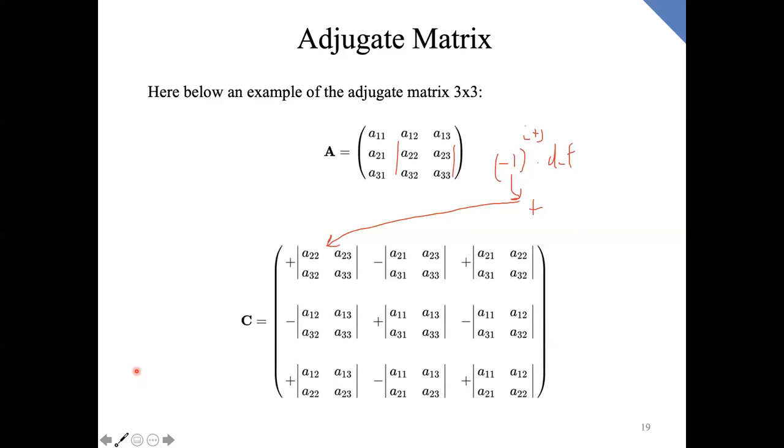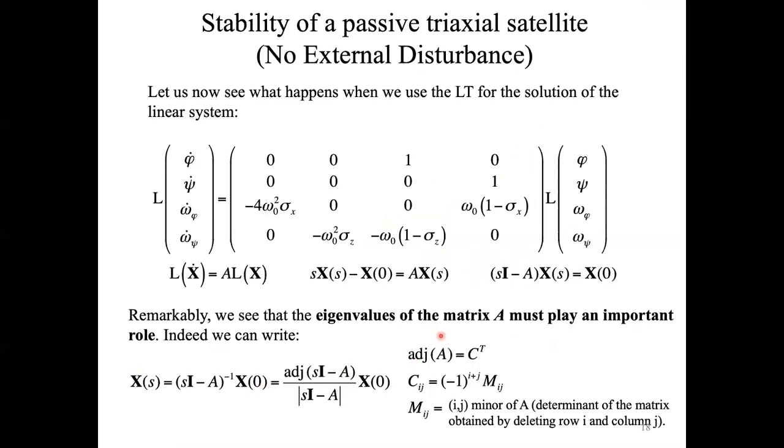Same story for A12. The only difference is that you have minus 1 to the power of i plus j, so here it is 1 plus 2, which gives a 3. That's the reason why you have a negative term here. And this is the determinant of the submatrix where you cancel out the first row and the second column. So that's the explanation for this matrix that I also reported mathematically here.